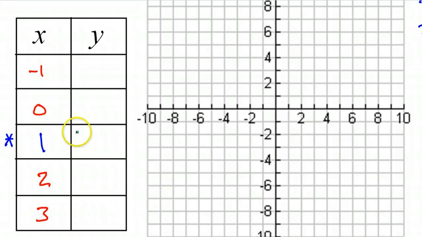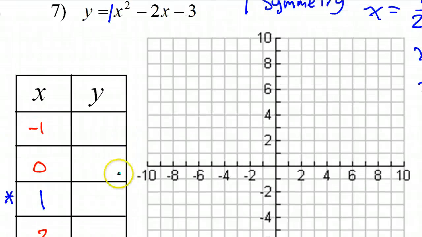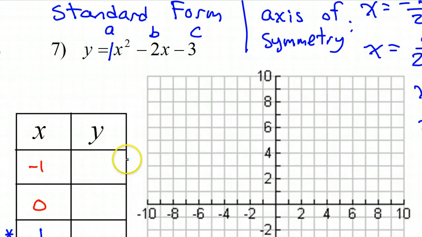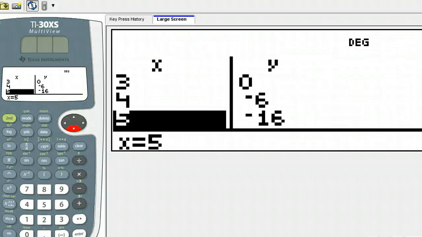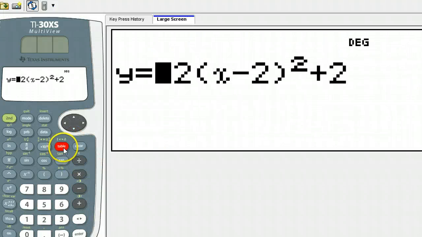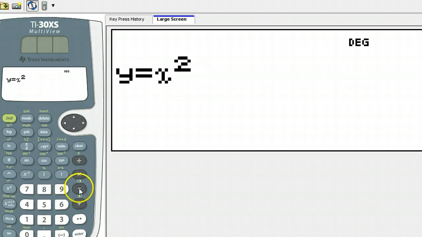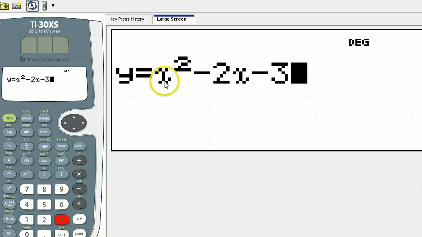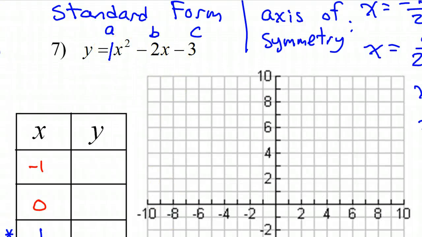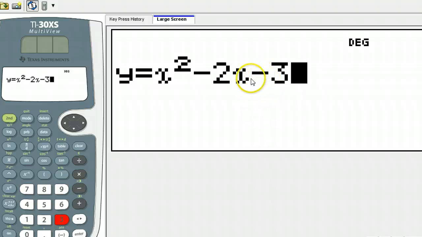For the y values, we go to the calculator. TI-30XS MultiView. Enter 1, -2, -3. Hit your table button. So it was 1x squared, or just x squared, minus 2x minus 3. 1, -2, -3, right? Okay, so there it is.